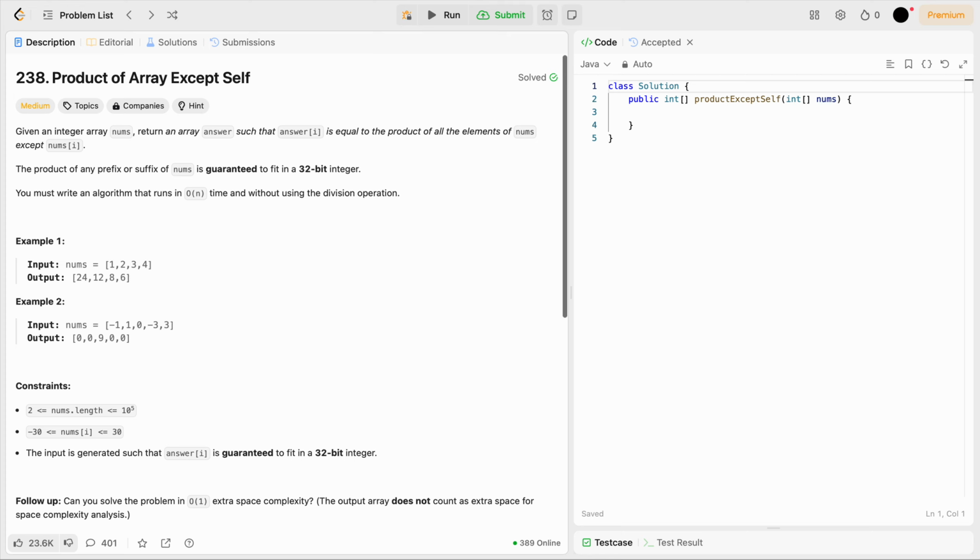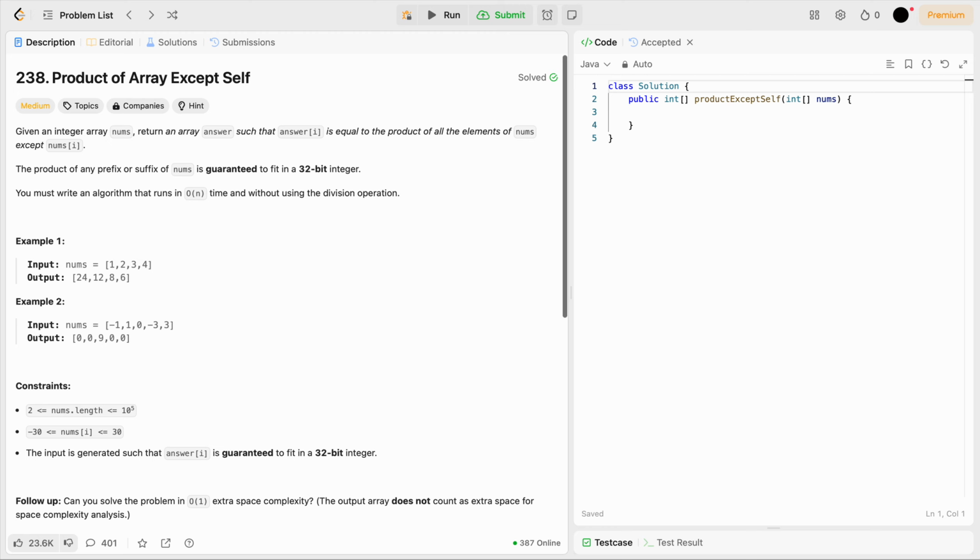Let's solve this LeetCode problem. It's called Product of Array Except Self, and there's an array given. We have to return a new array where each value is the multiplication of all the values except that one single value.